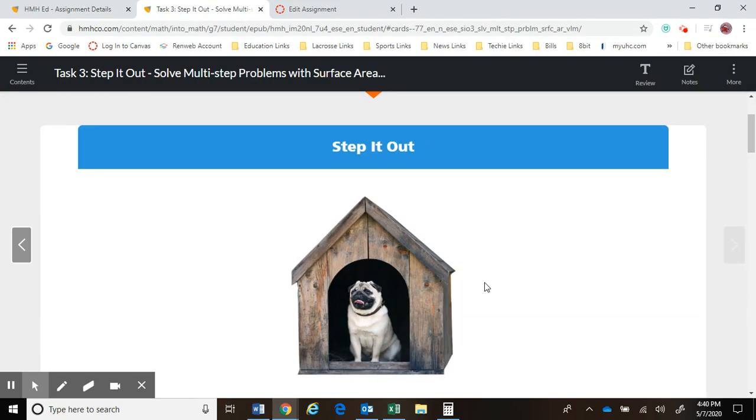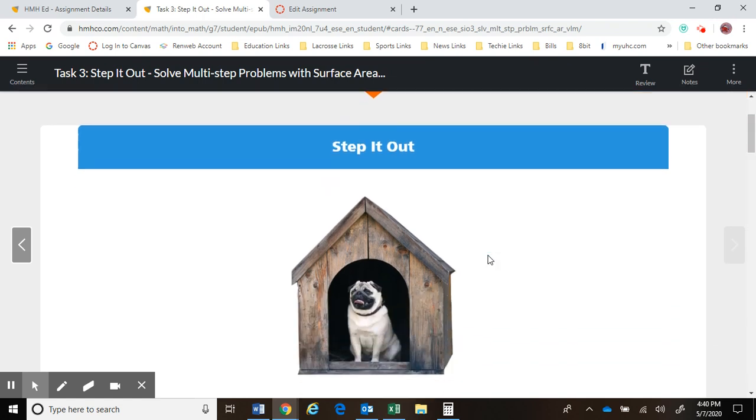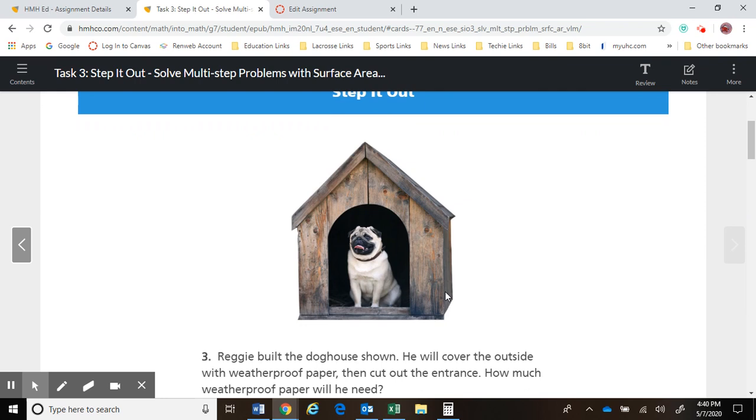All right, here we go with Module 11, Lesson 4. Okay, Task number 3, on solving multi-step problems with surface area and volume. Oh, look at the cute puppy. All right, Reggie built the doghouse shown. He's going to cover the outside with weatherproof paper, then cut out the entrance. How much weatherproof paper will he need?